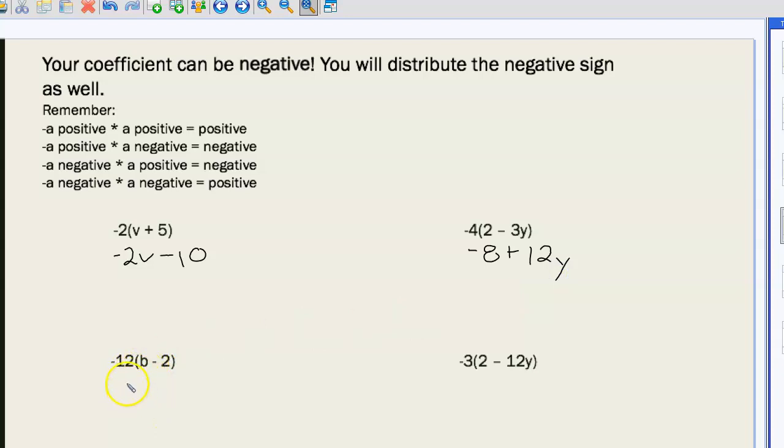Negative 12 times b, negative 12b. And then 12 times 2, that's 24. And as far as what goes inside, that's a negative times a negative. So that would be a positive, which means we would add. And then negative 3 times a negative 12. Well, 3 times 12 is 36, so that would be a 36y. Negative times negative would be a positive. So just be really careful of your positive and negative signs and how that affects your addition and subtraction signs.